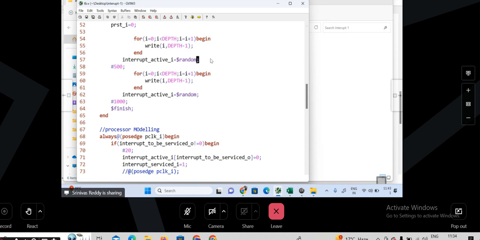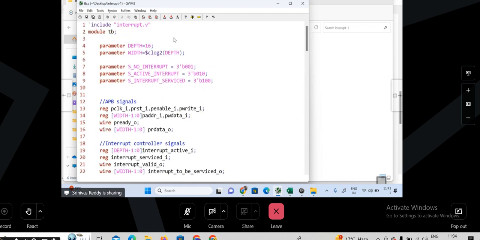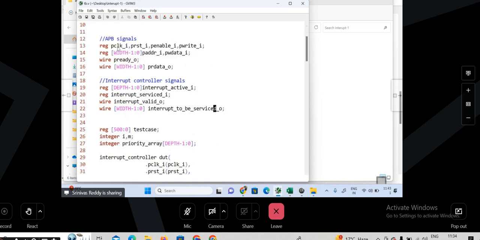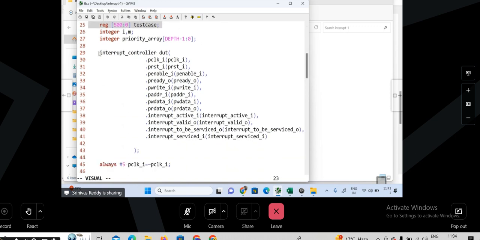Correct. Then what I need to do is make interrupt service equal to 1. Did you understand? Again, after some delay, I make interrupt service equal to 0. Do you understand? Now this is the processor modeling technique.